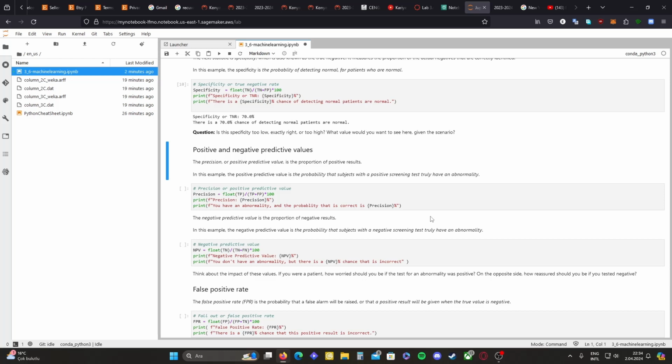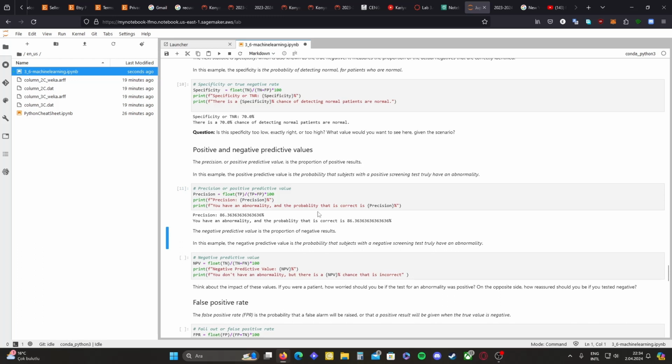Precision or positive predictive value is the proportion of positive results. In this example, the positive predictive value is the probability that subjects with positive screening tests truly have an abnormality. We have a precision of 86 point something percent, and we have an abnormality, and the probability that this is correct is that percent.